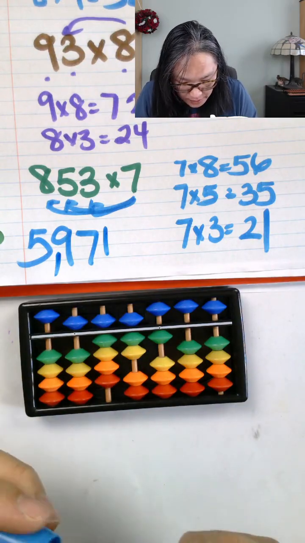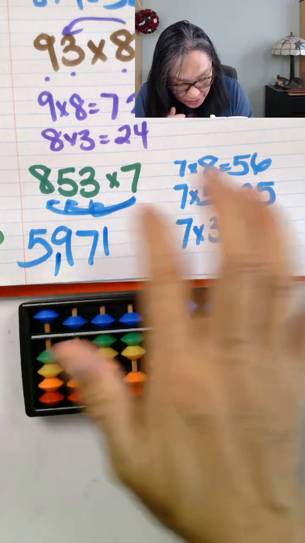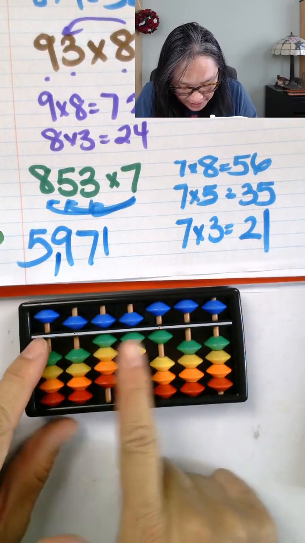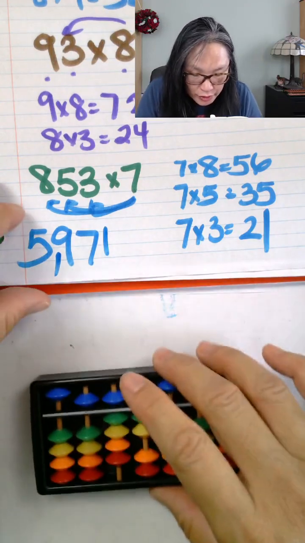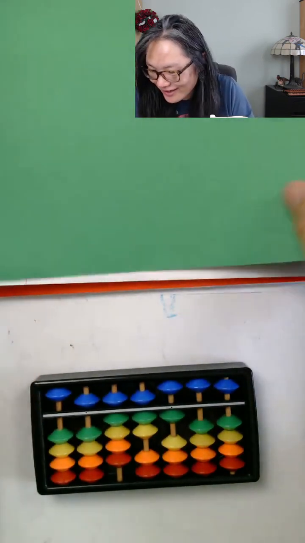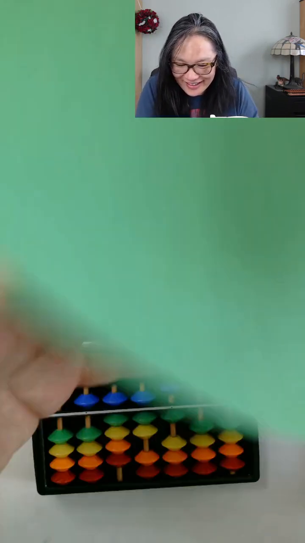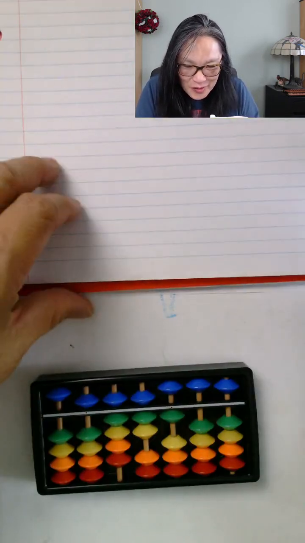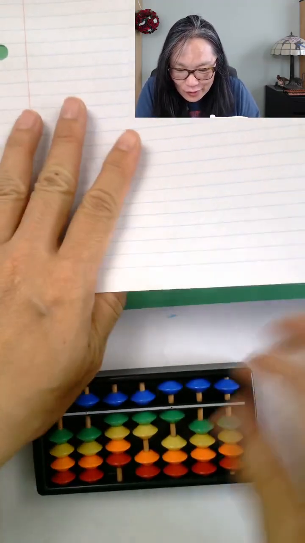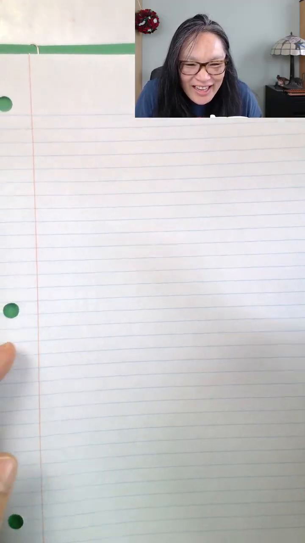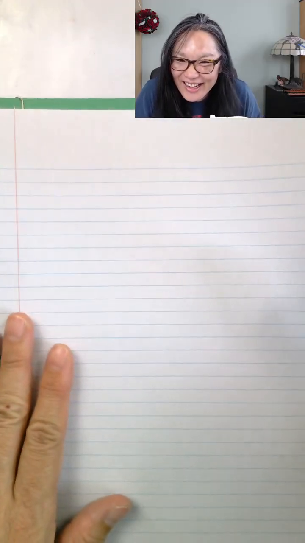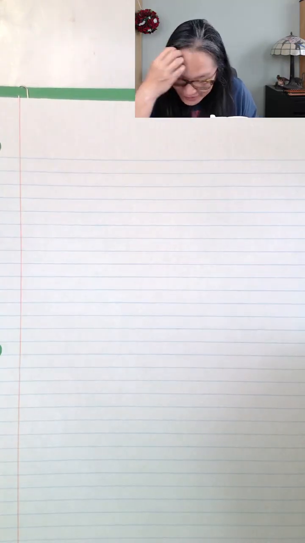Make sense? So what this means is we're just understanding how to move the beads, and as we move the beads, we know how to do it with multiplication. Should we do another one? I have one more, and then I'm done. We'll do one more.